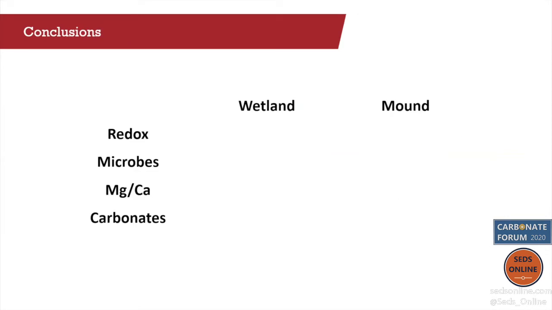So to conclude, redox in the wetland is very strong and redox in the mound is near absent, which correlates with a diverse microbial community in the wetland and a near absent microbial community in the mound.